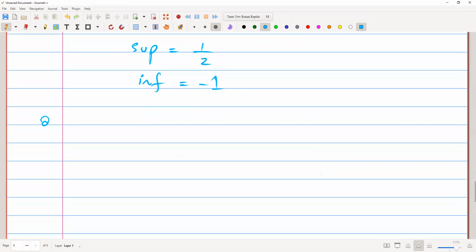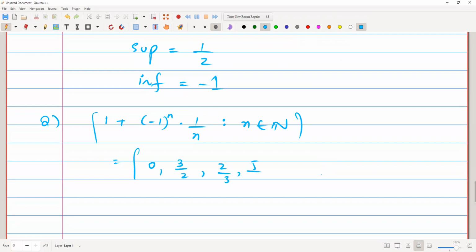Similarly, if we take an example, let's say 1 plus (-1)^n times 1 over n, such that n belongs to the natural numbers. Again, we can construct this set. So clearly this set equals 0 when n is 1, then 3/2, then 2/3, then 5/4, then 4/5, then 7/6, then 6/7, and so on. So we can write this set.